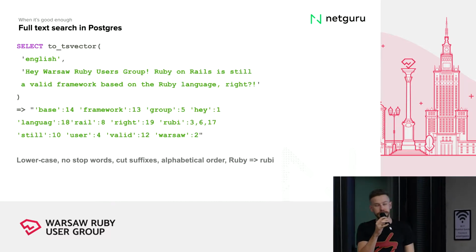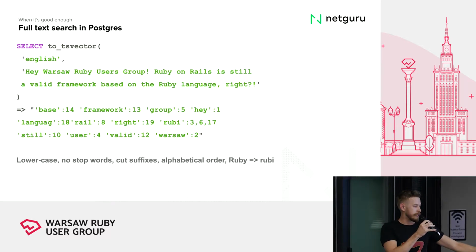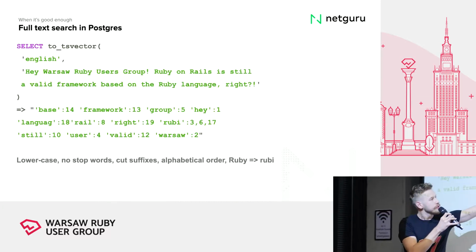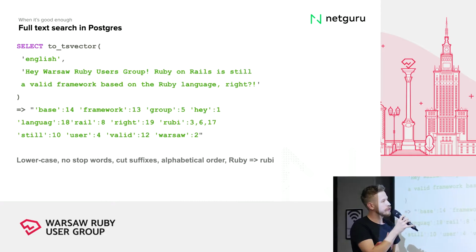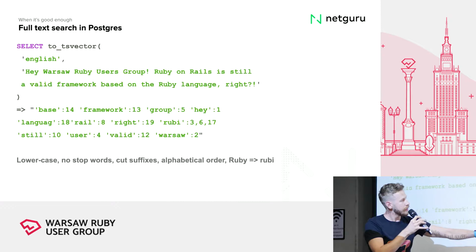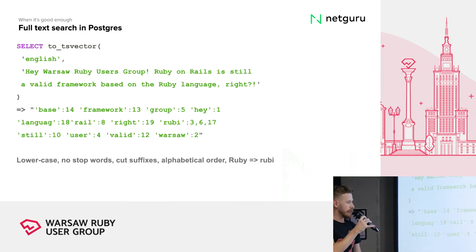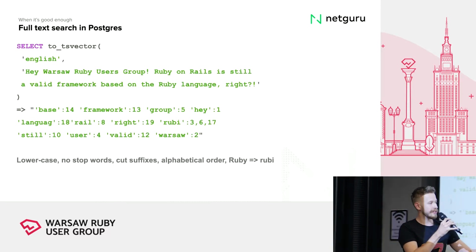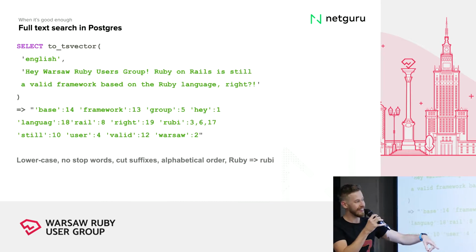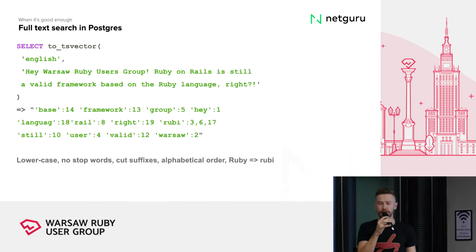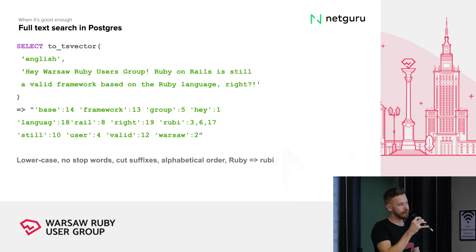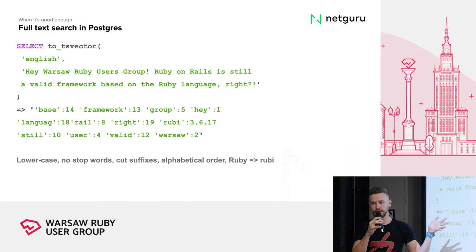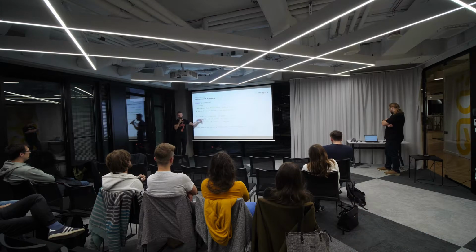So what is going on here? All the words are lowercase. There are no stop words, so no on, no is. There are also no punctuation marks here. And also it does something strange with a few words. For example, Ruby. And that's probably because of the plural form of Ruby. And what about the numbers? I think you know what they are. Any guesses?